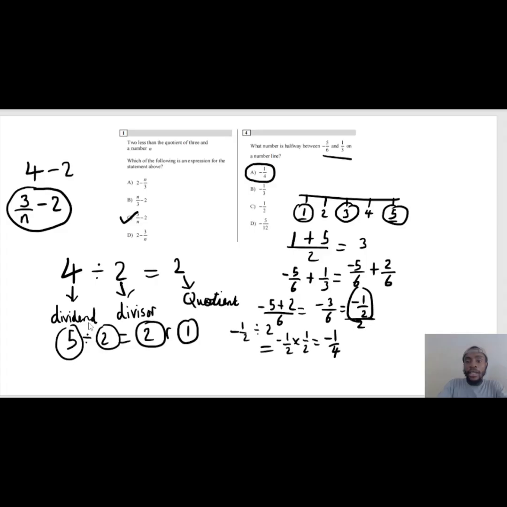Minus 1 over 4, which is what? A. So how did I solve this? I just did minus 5 over 6 plus 1 over 3, all divided by 2. That's how I solve this. All right, let's move on. Next question.